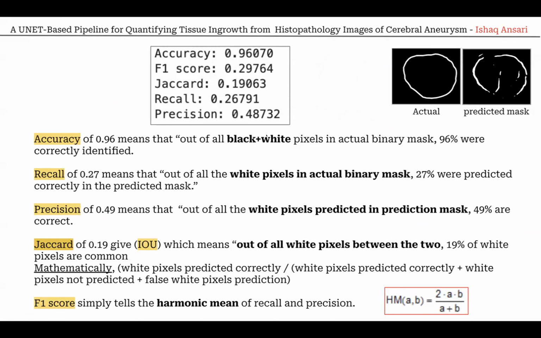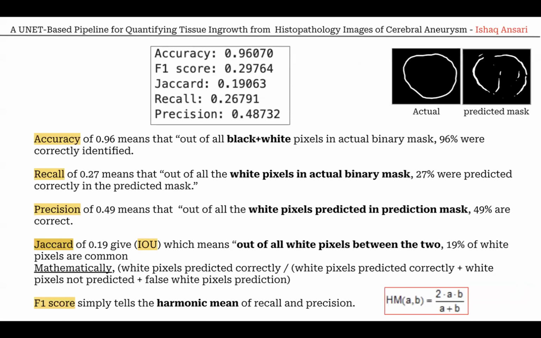Accuracy basically represents, out of all the black and white pixels in my actual image, how many of them are predicted correctly in my predicted mask. Recall is, out of all the white pixels in the actual, how many of them are predicted correctly. And precision refers to, out of all the white pixels in my predicted, how many of them are in the right spot. Jaccard is, out of the total white pixels between actual and predicted, how many of them are common. And F1 score is the harmonic mean, which is given by this formula.